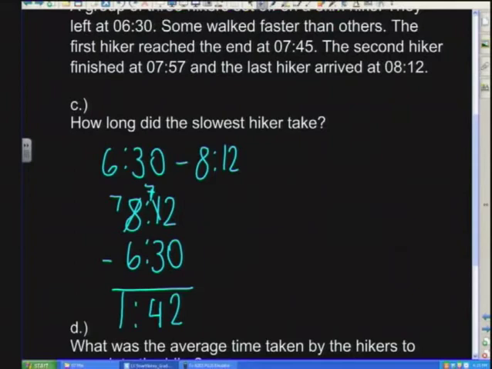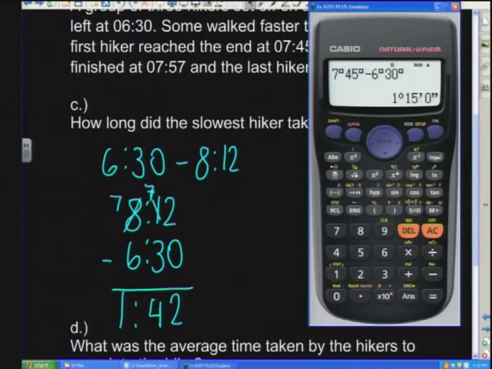Now let me show you how easy it is on the calculator, and then I think we can take a bit of a break. So I've got 8 hours and 12 minutes minus 6 hours 30 minutes. Don't forget to press that every time. It's 1 hour 42. Got to press that button every time, otherwise you're going to get a syntax error.